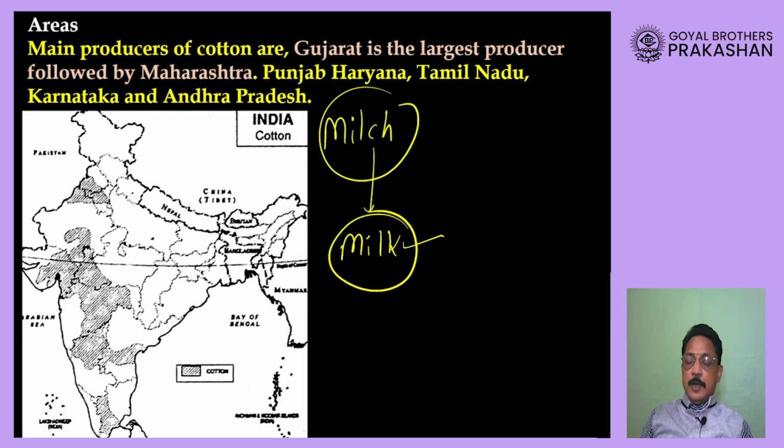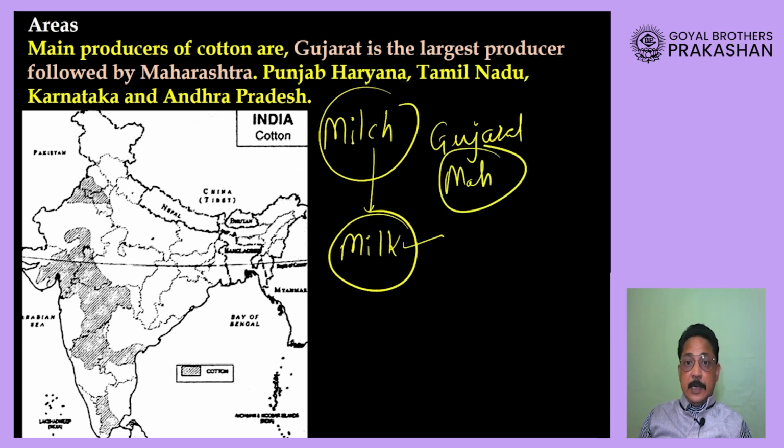Now in the production of cotton, dear students, Gujarat ranks number 1 in our country, followed by Maharashtra. The other states which are involved in production of cotton are Punjab, Karnataka, Tamil Nadu, also Uttar Pradesh and Haryana. These are other states, and of course you can include here Andhra Pradesh and Karnataka also. But in overall production, Gujarat ranks number 1 in our country, followed by Maharashtra.